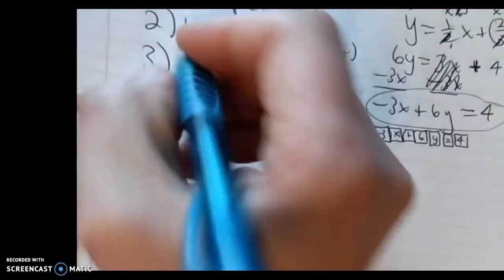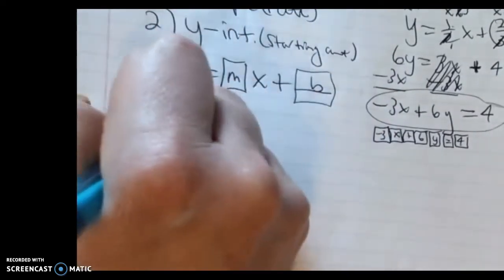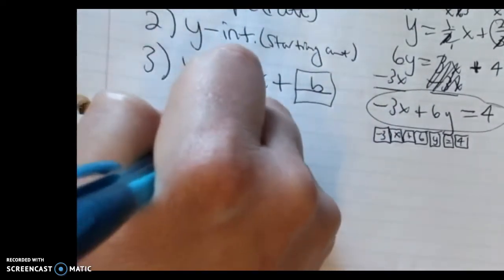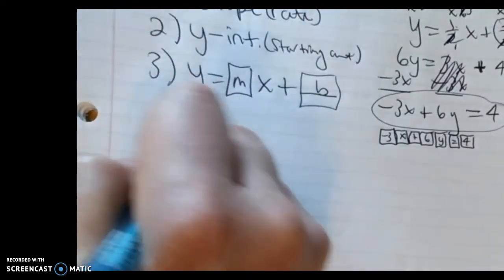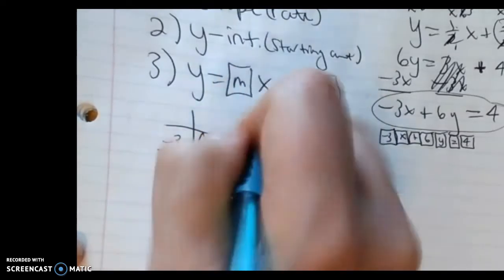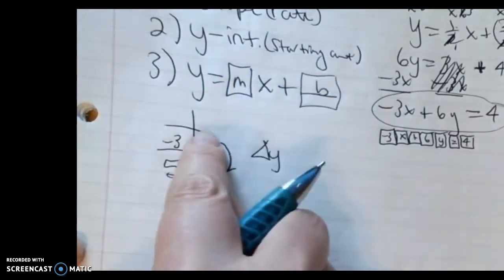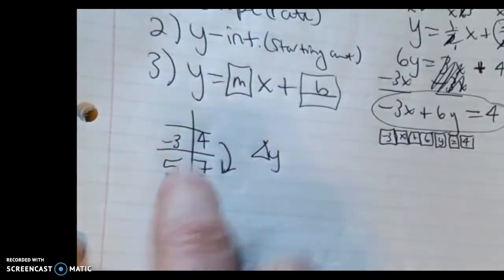I like to get slope by making an input-output chart, so it makes more sense. Input of 3, output of 4, and then input of 5 and 7. And so the rate of growth, the change in y, is how it changes on the y-axis. So that went, what, up by 3?